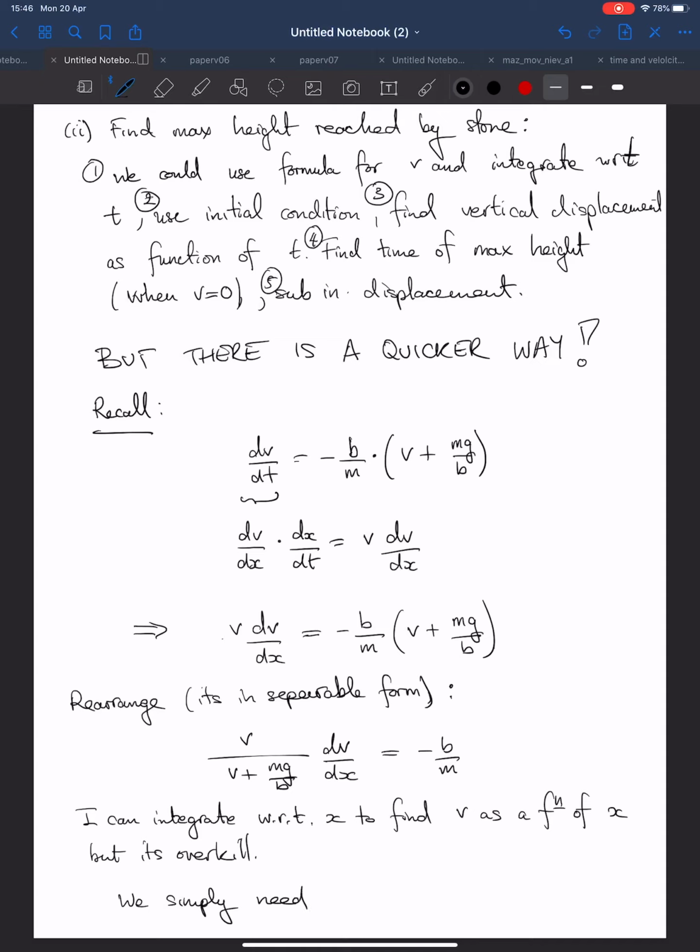By the way, I used x. That's terrible. Can I just adjust this? It should be y. Why? Because y is our coordinate that points upwards, our variable for upwards displacement. So I just replace an x by y. Okay. So we simply need to find the max height.